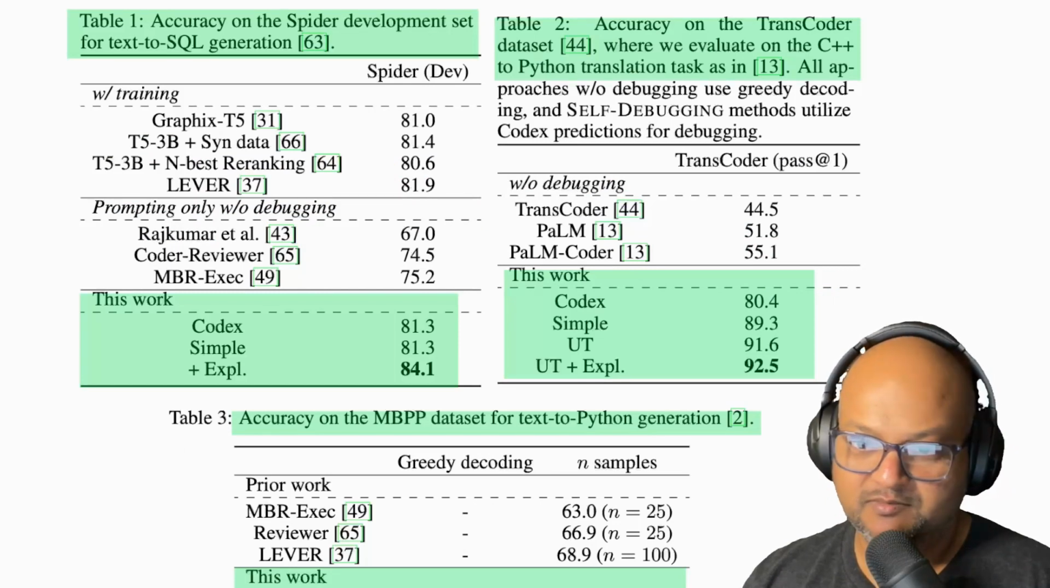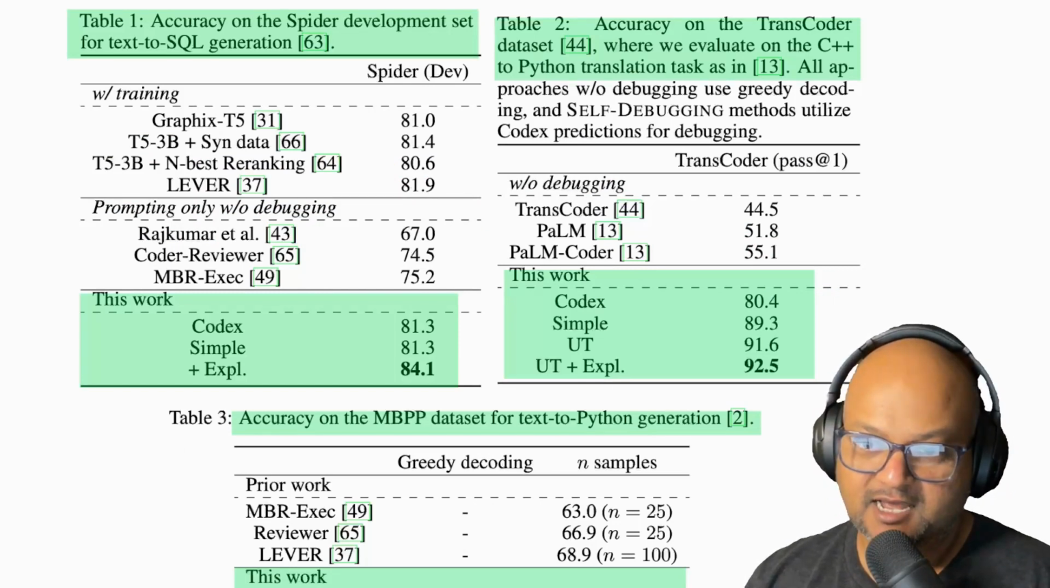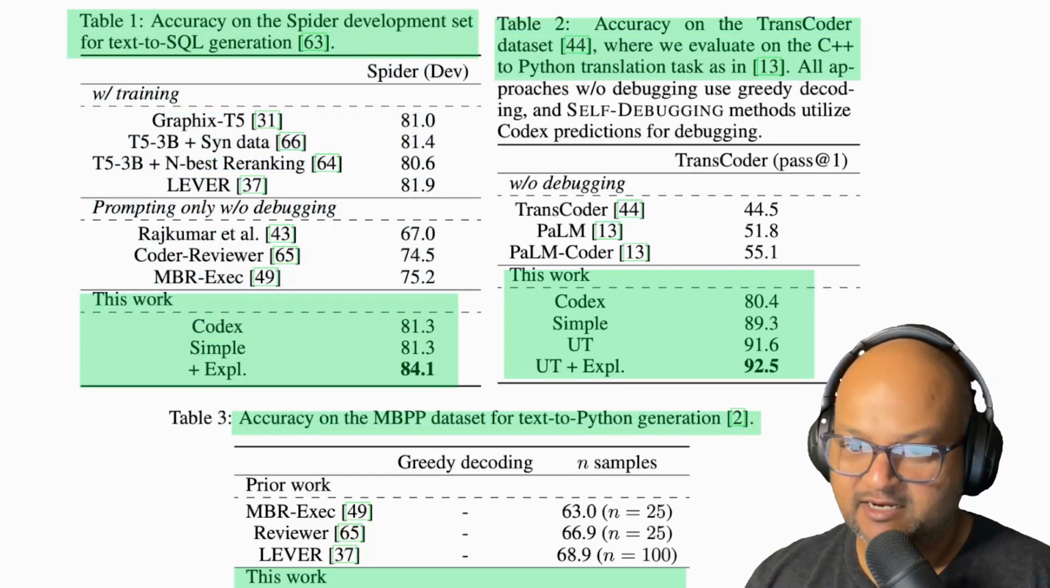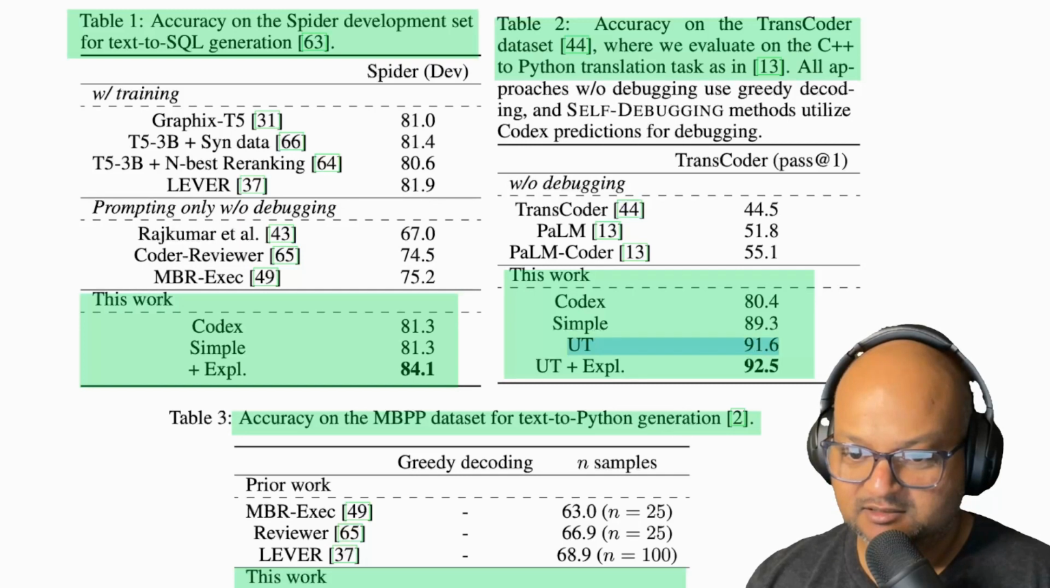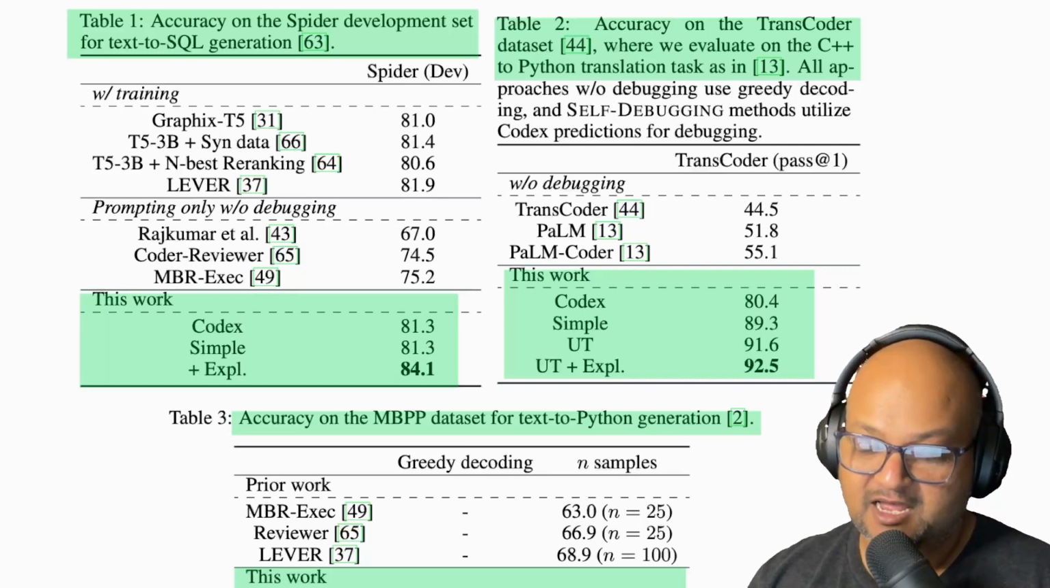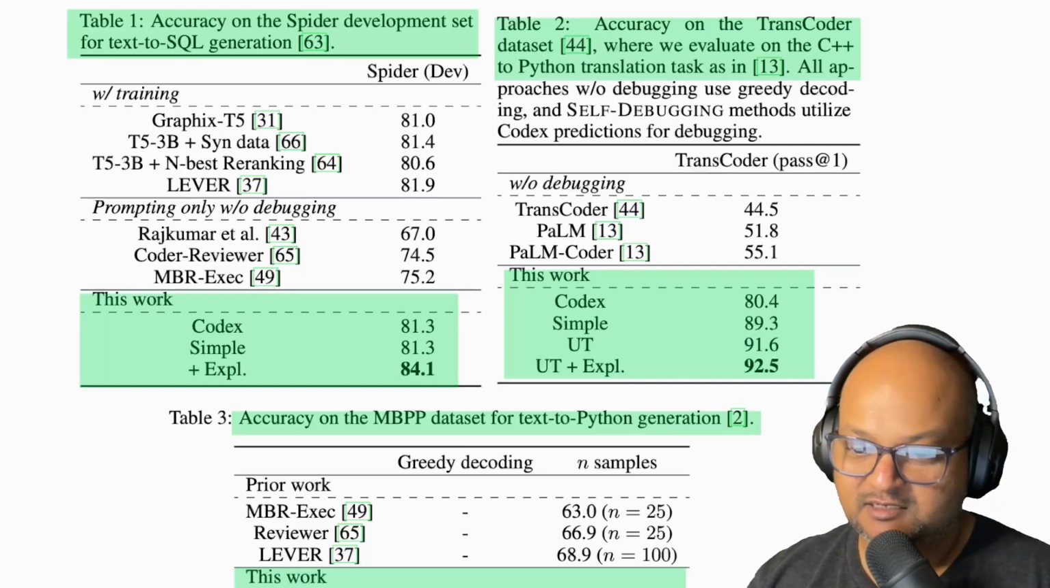And here are some benchmarks from this kind of prompting. The task we just looked at, which was translating C++ to Python, on the baseline, which is simply using the Codex LLM, the accuracy was 80.4. And here you can see that increasing the levels of feedback results in subsequent increases in the overall accuracy. So just simple feedback gets it up to 89%. If you add unit test feedback, you get almost 92%. And if you combine them, if you provide unit test feedback and an explanation, you get 92.5.